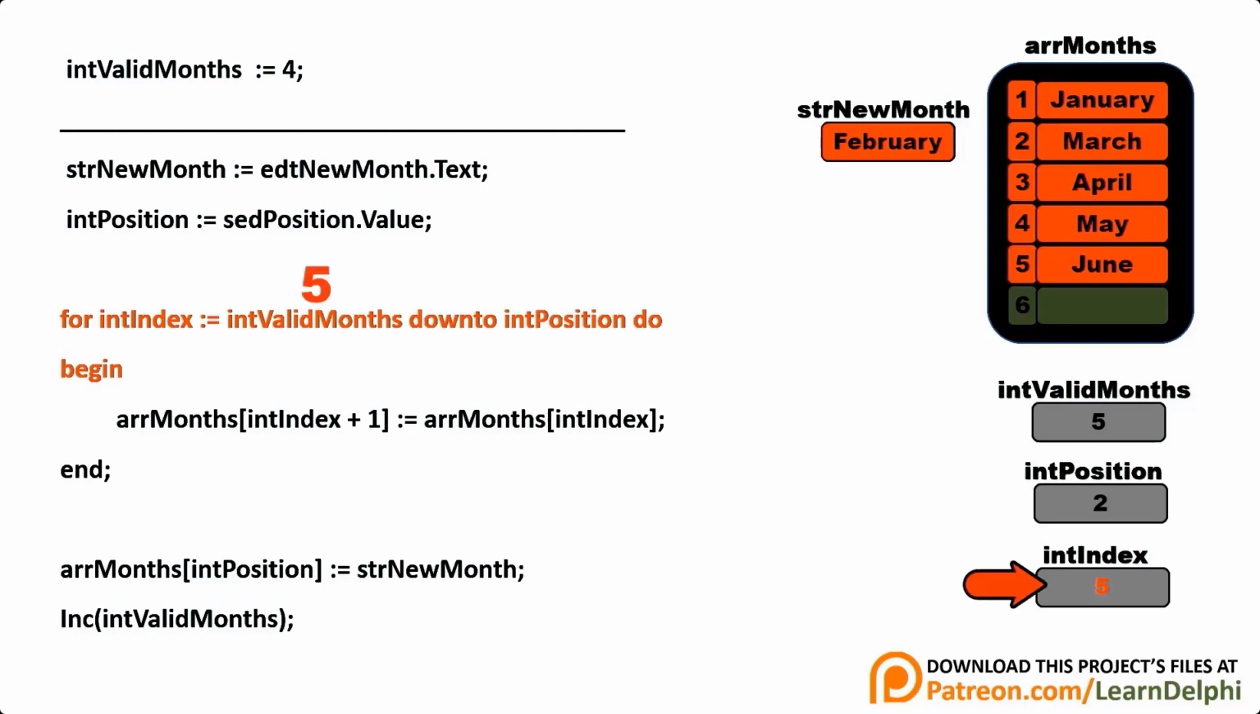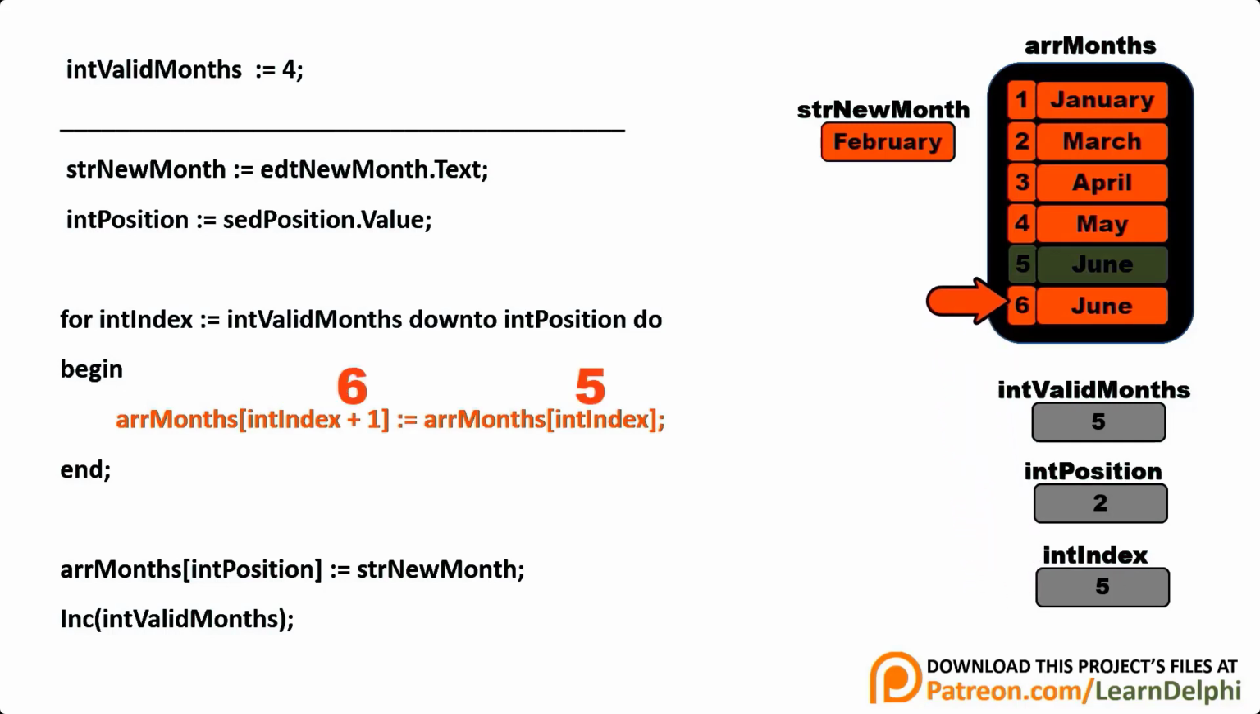Now we will loop from 5 down to 2. Inside the loop, we shift June one index down by assigning June in index 5 of the array to index 5 plus 1, in other words index 6. Then we enter the loop again, and the loop count goes down from 5 to 4. Inside the loop, we shift May one index down by assigning May in index 4 to index 5.